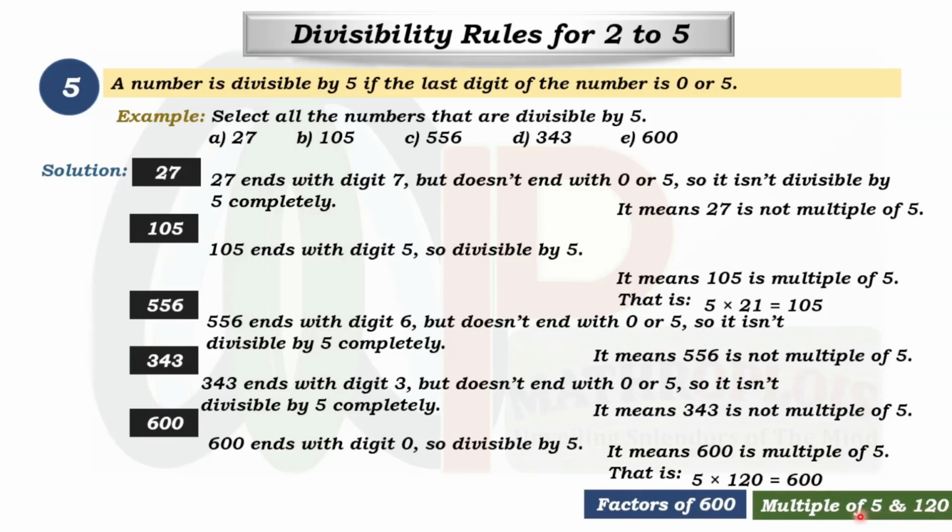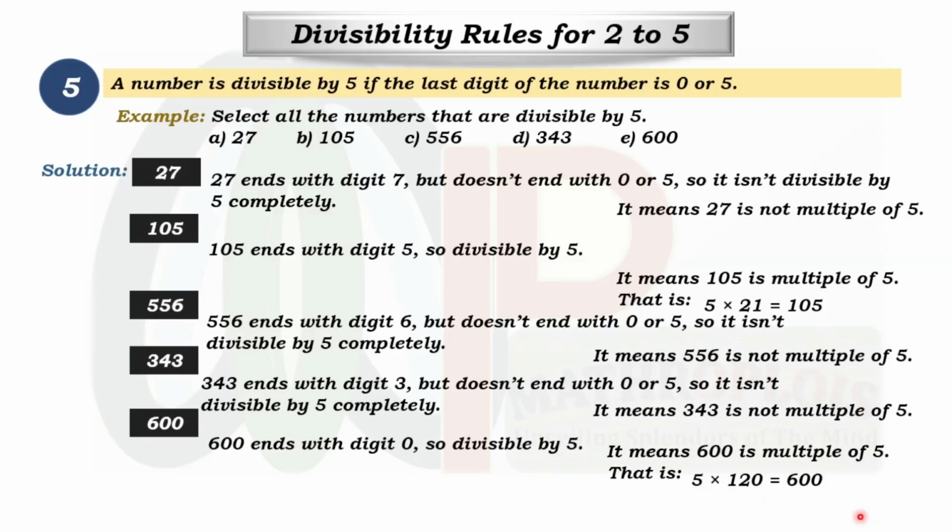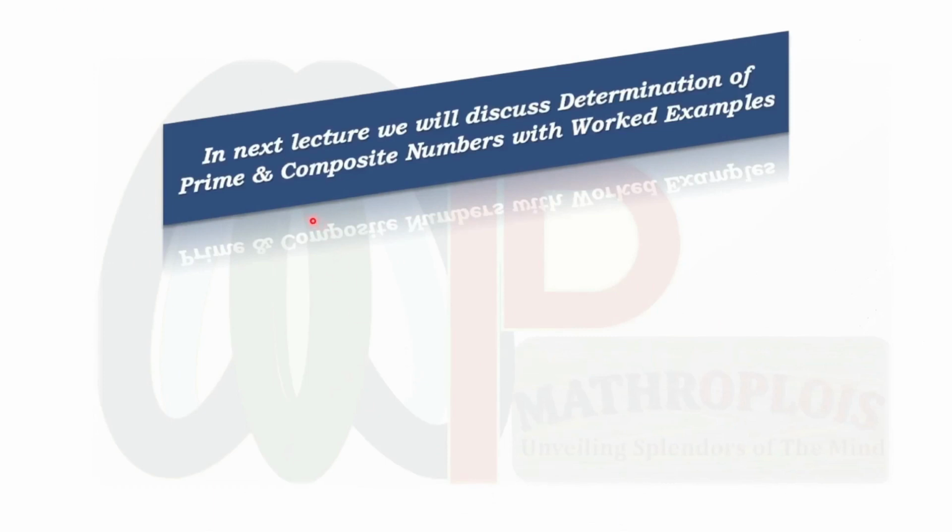There are also other rules to check divisibility of given numbers by 7, 11, 13, and so on, but as those are not included in this syllabus, it's better to check divisibility of other numbers by using a calculator. In the next lecture, we will discuss determination of prime and composite numbers with worked examples.